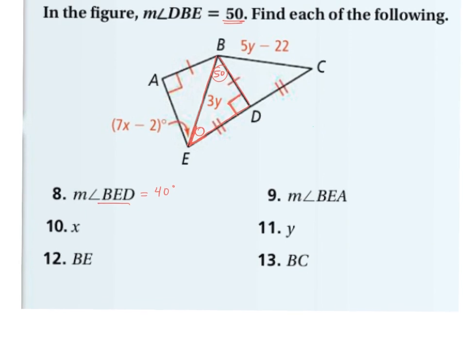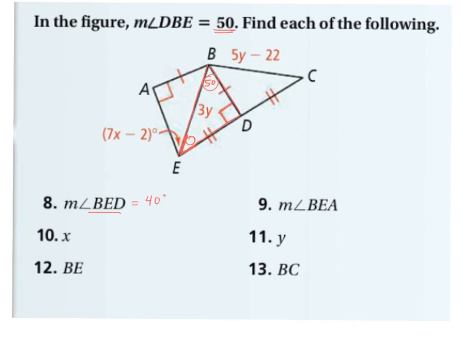Then number 10, it asks you what x is. So since we know that this is 40, if you look at this picture, you can see this angle here is going to be the same as this angle here, because if we know the distance away from these endpoints is the same and it's perpendicular, then this is an angle bisector. BE is an angle bisector. So what you're going to do for x is you're going to say 7x minus 2 equals 40, and then solve for x there. I'll let you do that one.